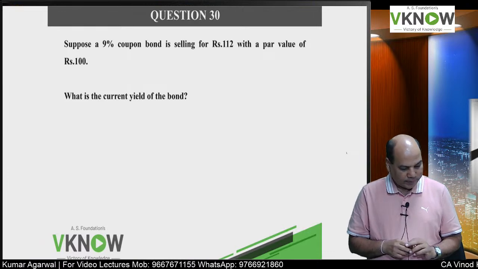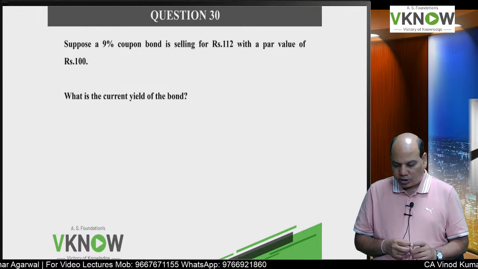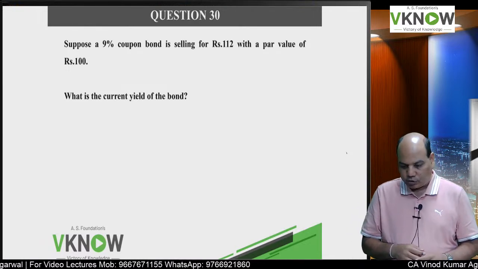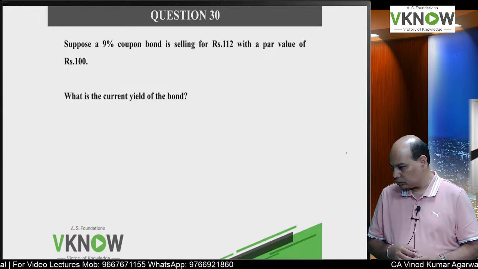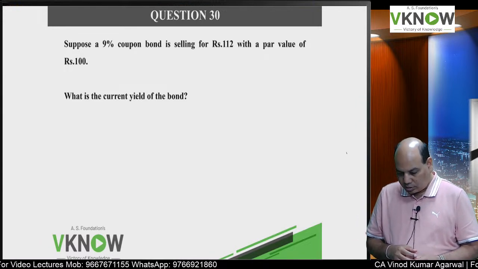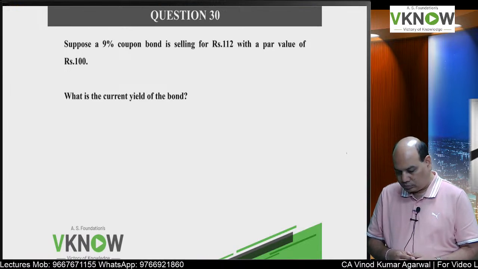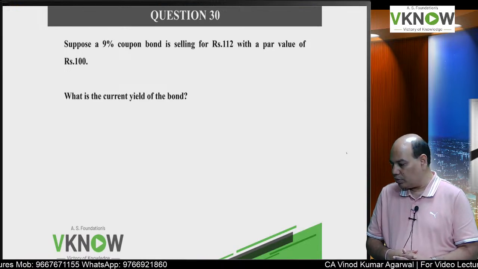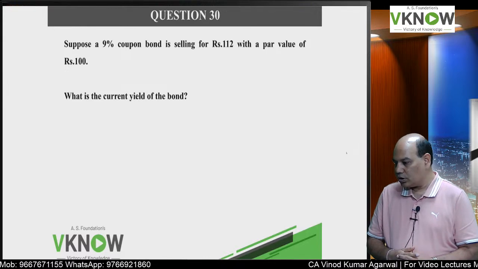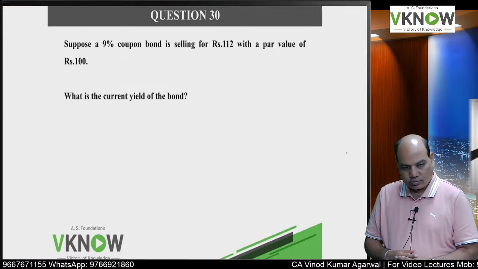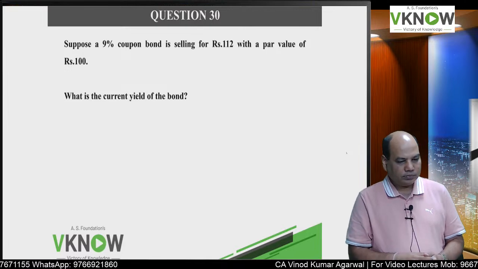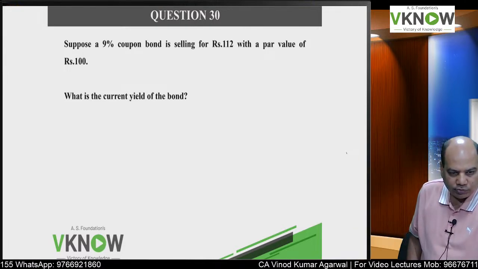Question number 30. Suppose a 9% coupon bond is selling for rupees 112, okay, with a par value of rupees 100. What is the current yield of the bond? Solve yourself. What is the current yield of the bond?